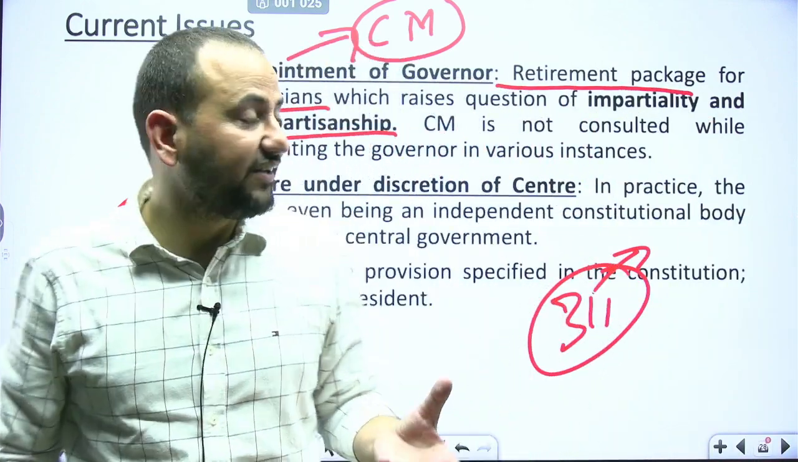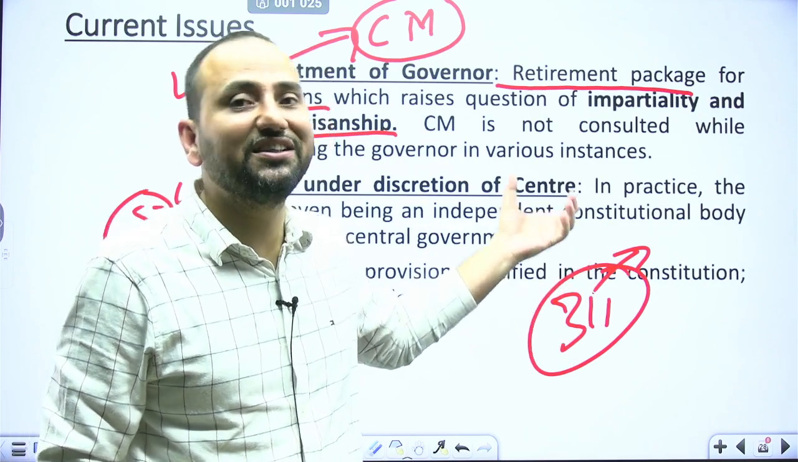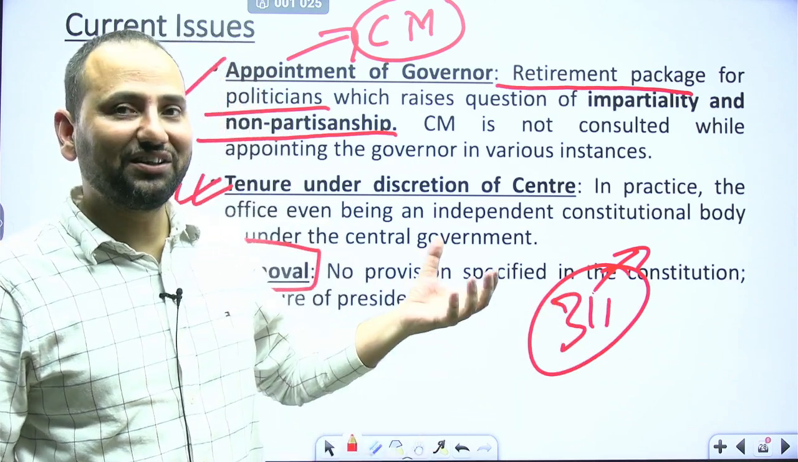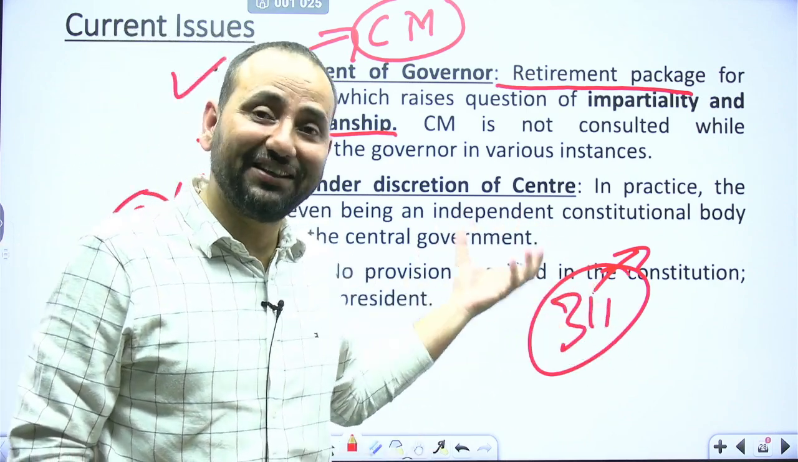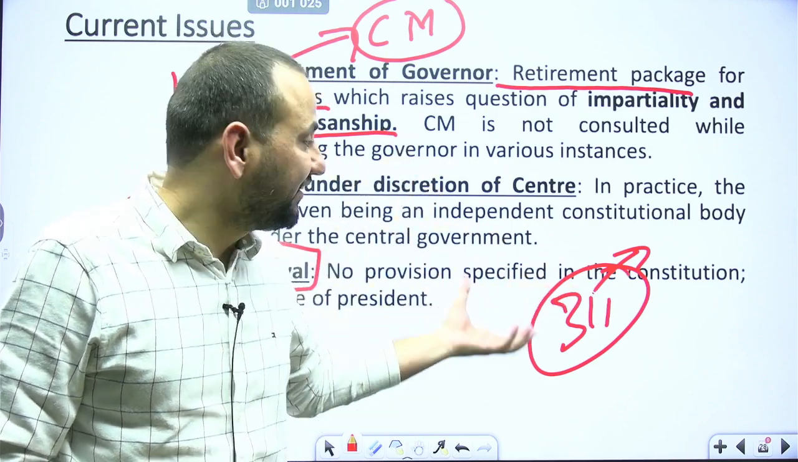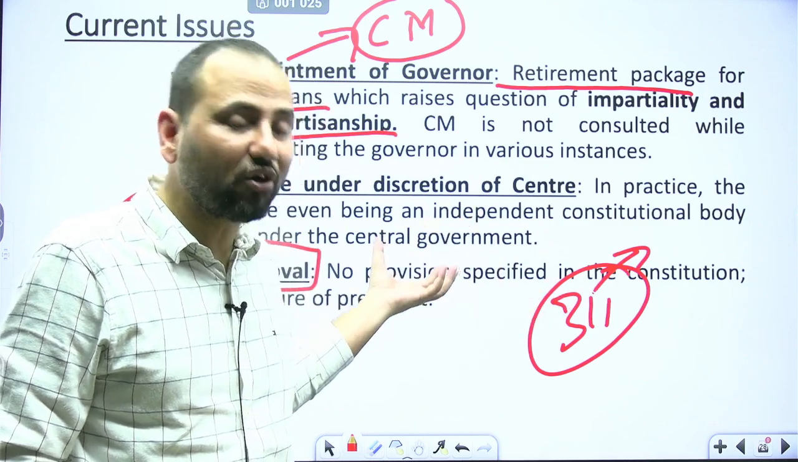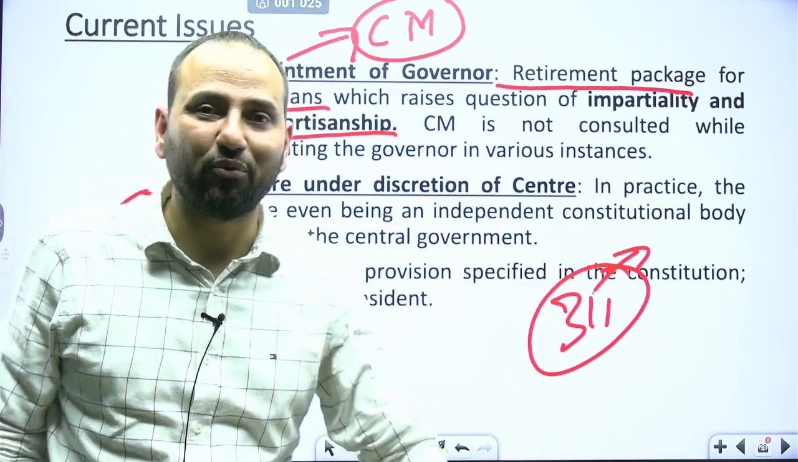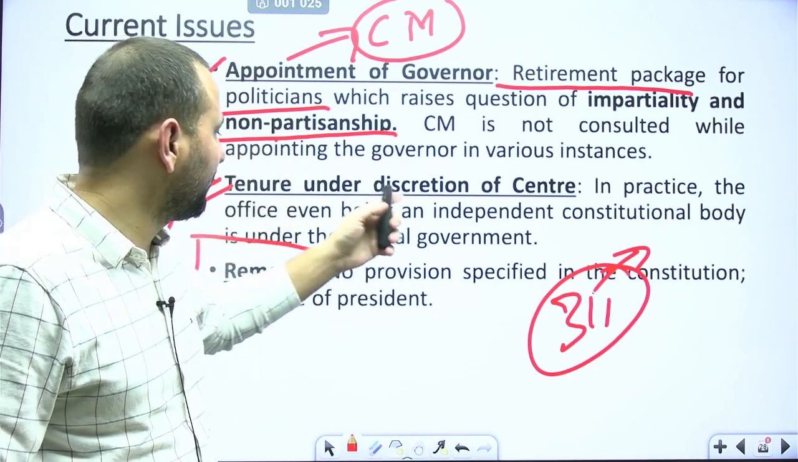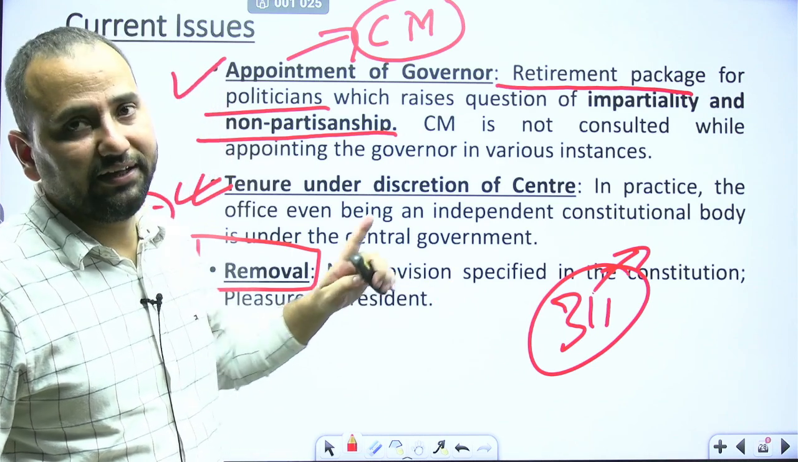On the other hand, if you see this structure, you have to understand very clearly that there is no such provision in the hands of the governor. So the governor can be removed anytime, but on the other hand, removing a central government employee needs a lot of safeguards. That is why this issue of appointment as well as tenure under the discretion of the center, and the removal, comes up in existence again and again.